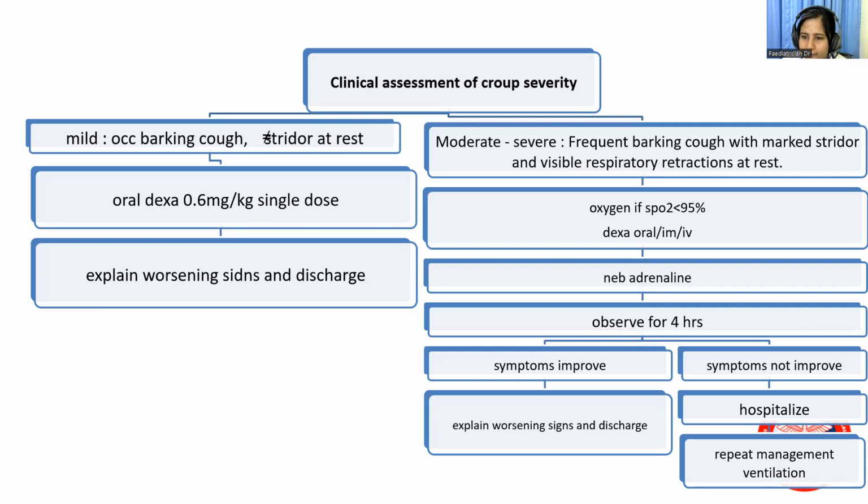If symptoms do not improve after this steroid and adrenaline neb, you need to hospitalize the patient and repeat this management, and you need to score the child frequently. Once it is improved, it is okay, but if it is going to impending respiratory failure, you need to manage by intubation and ventilation.